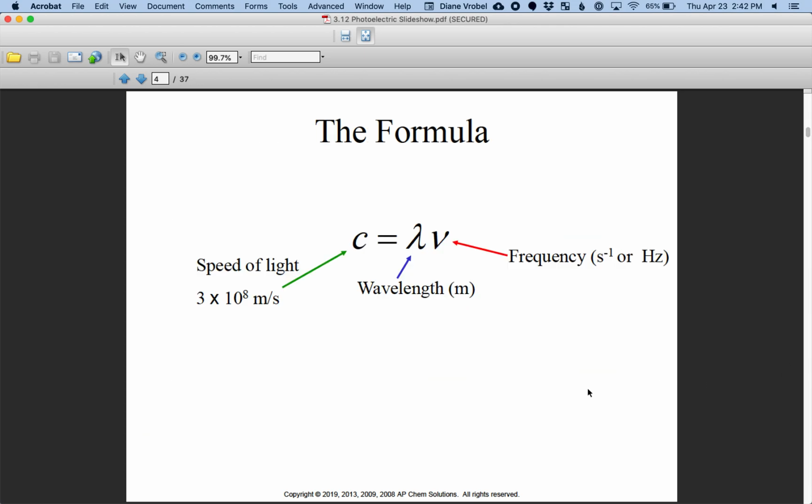Now, this formula, which should be familiar to you, we're taking the speed of light and we're figuring out the relationship between wavelength and frequency. So notice that the speed of light is in meters per second, so that when you multiply frequency times wavelength, you should get that unit. The speed of light should be in your cheat sheet.